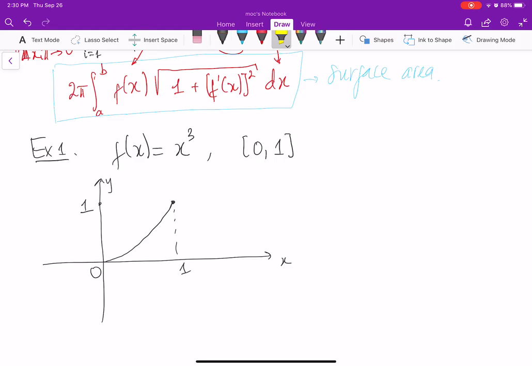And now we rotate the region about the x-axis. So we get something like this. I hope you can imagine, right? Something like this. And we need to find the surface area of this solid region.